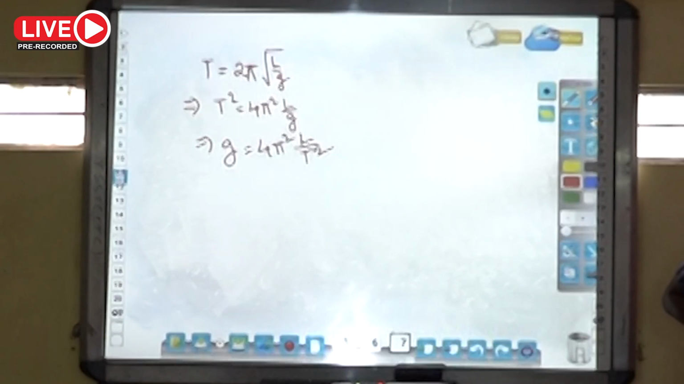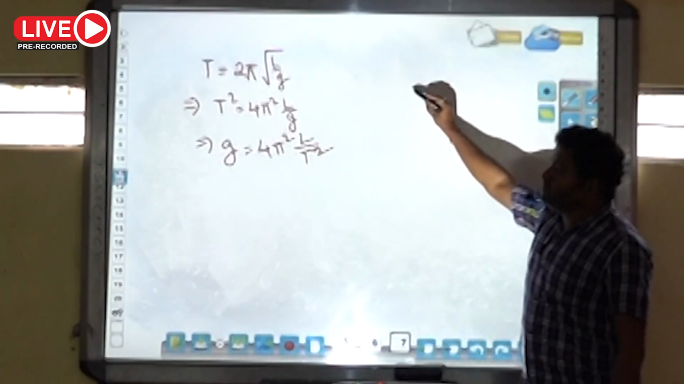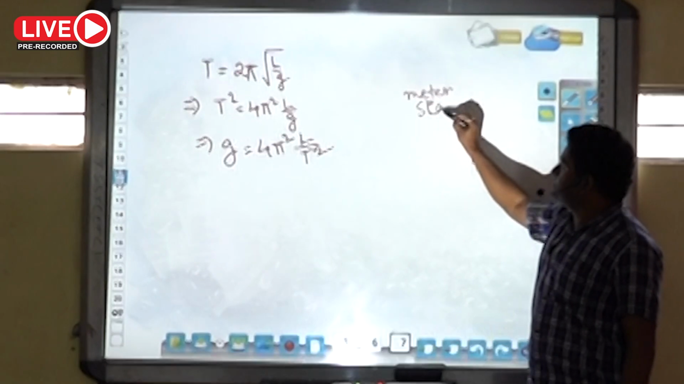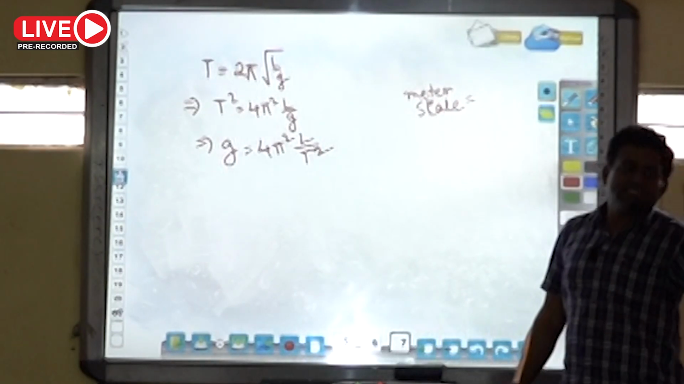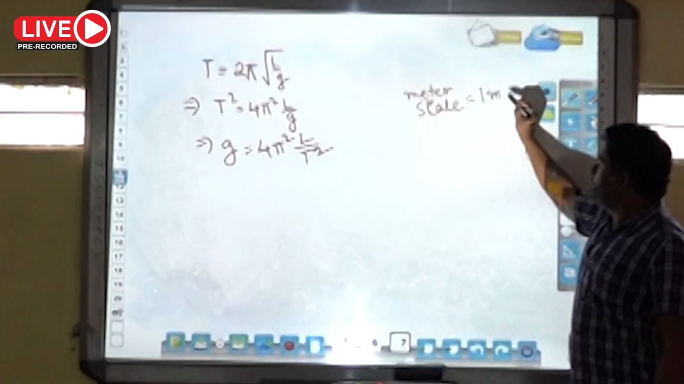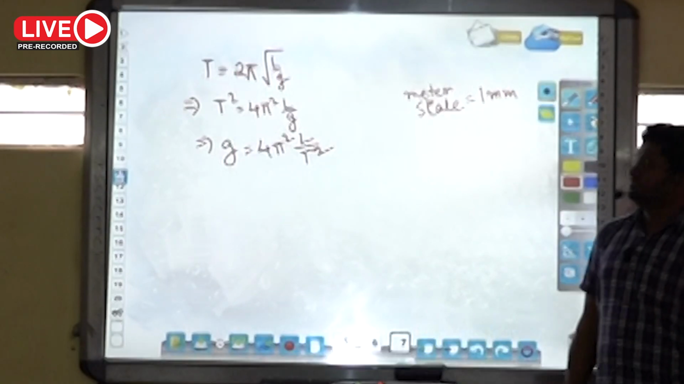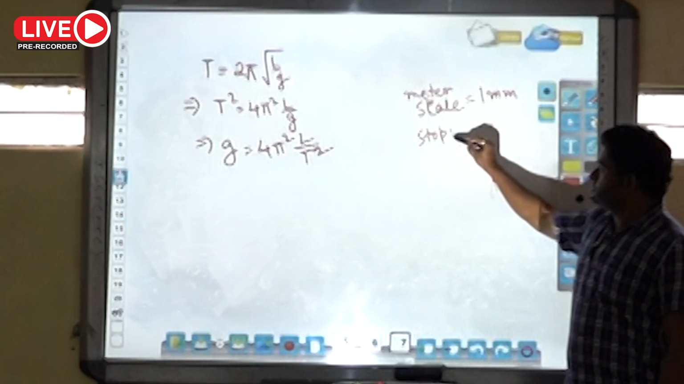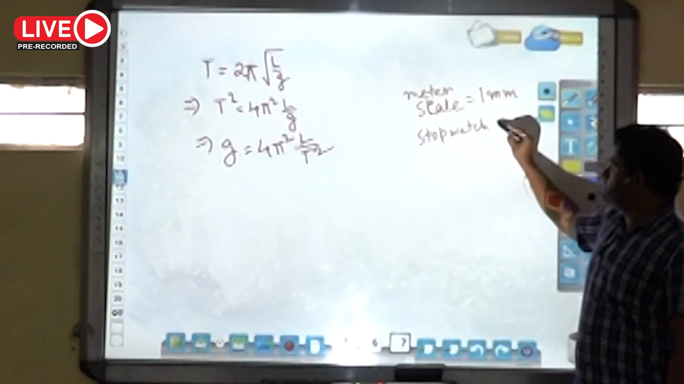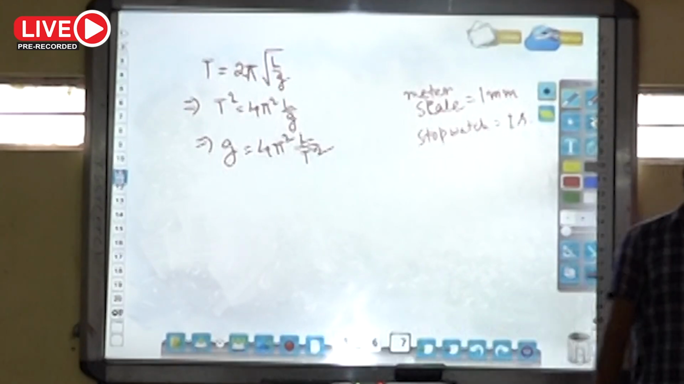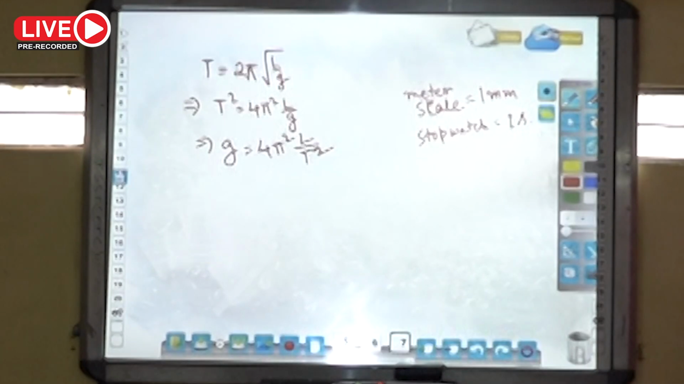Now suppose it is given that the meter scale, what is the least count of a meter scale? 1 millimeter, because it can read a minimum of 1 millimeter. Now for a stopwatch, minimum of 1 second. A stopwatch can measure a minimum of 1 second.